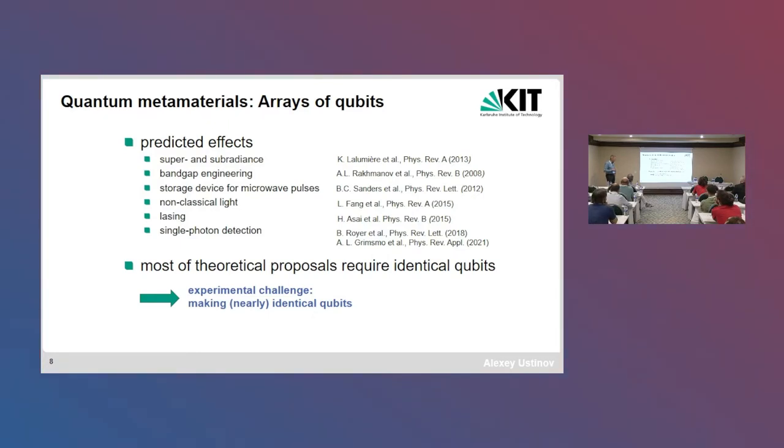What is, of course, quite challenging is that those proposals, multiple proposals which exist in literature, require identical qubits. And it's very hard, of course, experimentally to make them identical. It's impossible because all handmade macroscopic objects are slightly different from one another. But just giving it a try was interesting for us.